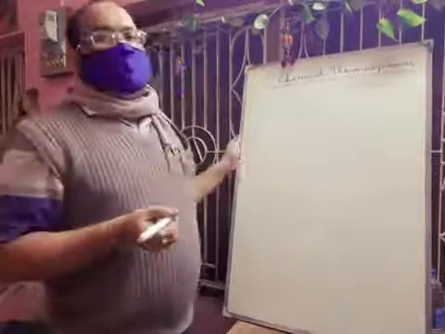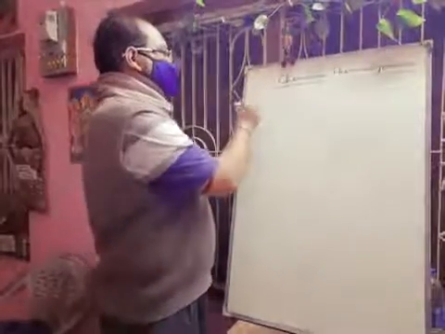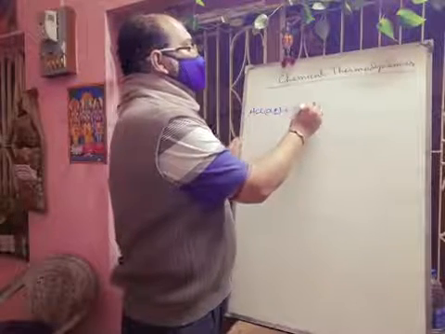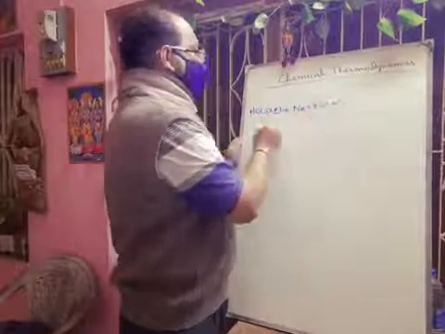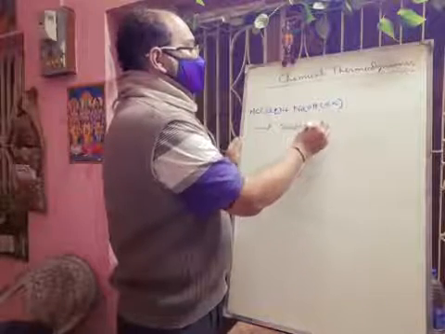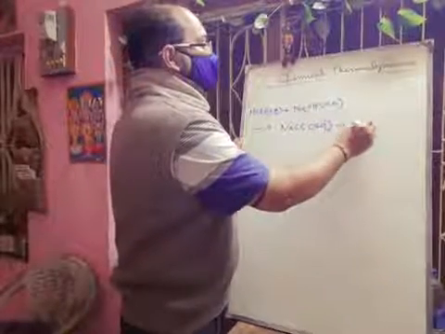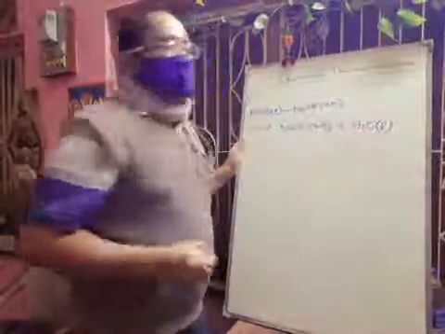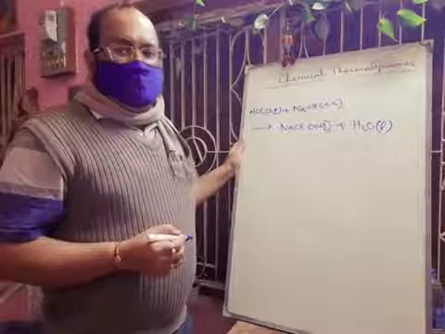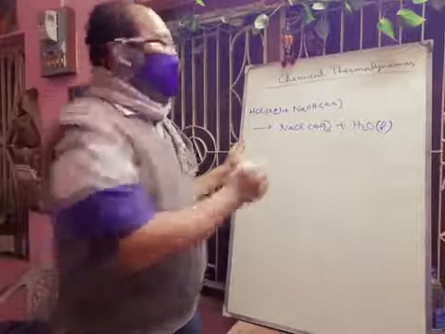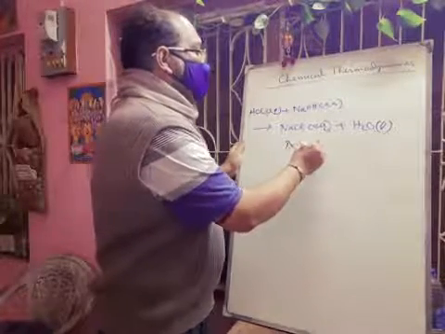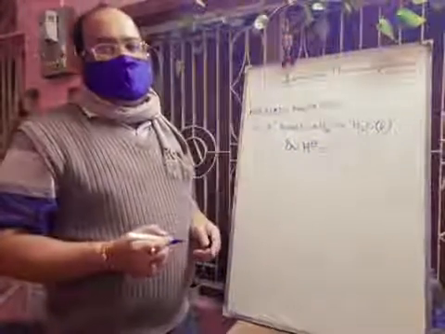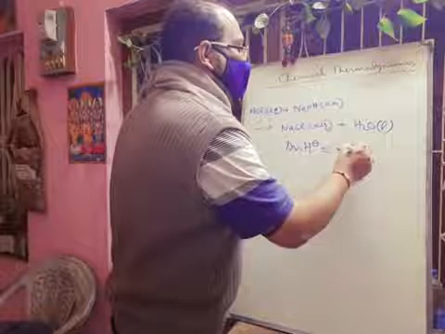Here if we write the reaction, you can easily understand. We are talking about the HCl and NaOH reaction. HCl aqueous reacts with NaOH aqueous, forming NaCl aqueous plus H2O liquid. In this case the enthalpy of neutralization, ΔnH°, has a fixed value for a strong acid and strong base, which is minus 57.1 kilojoule per mole.